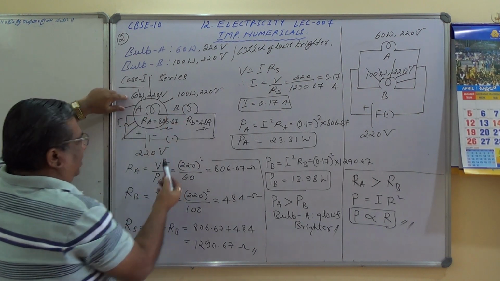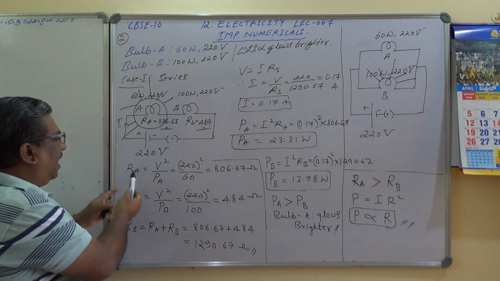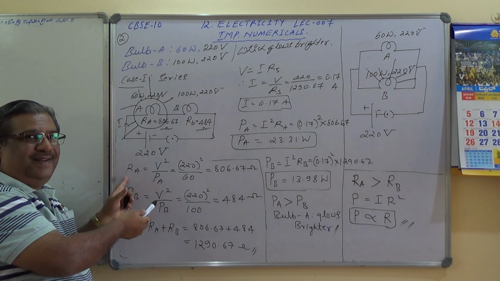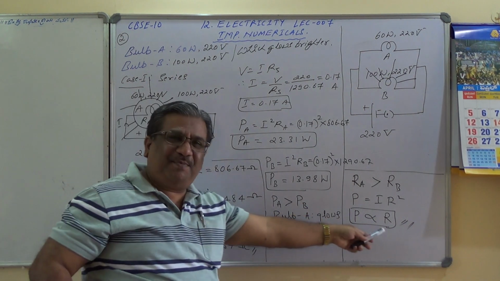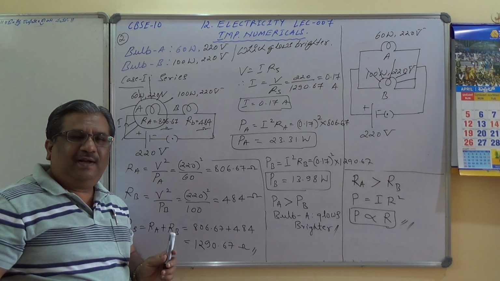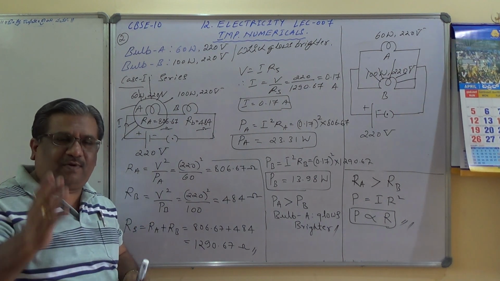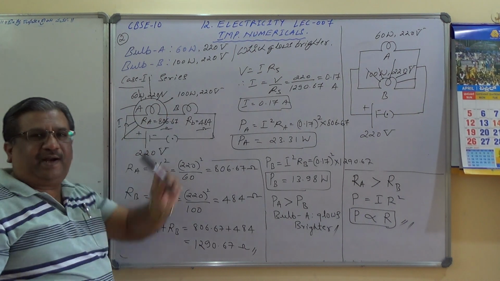How do you calculate the resistance? Resistance is equal to V square by P. So R is inversely proportional to power here. Here power is directly proportional to R, but here R is inversely proportional to power. Why is it a controversy? It is not a controversy. Please remember, we are calculating the resistance based on the power rating over here.